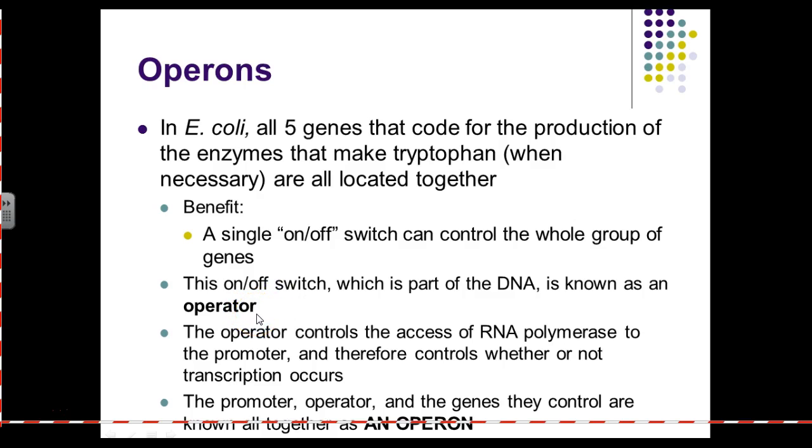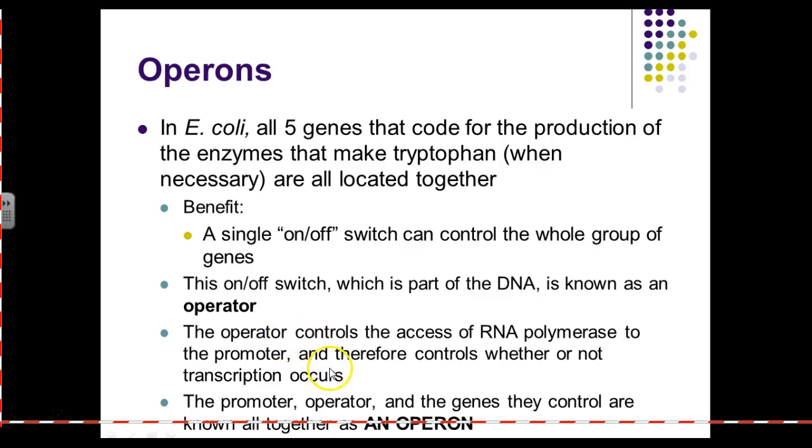So again, think of the operator as the on-off switch that can turn on transcription and translation of these 5 genes that are necessary to code for tryptophan, or if the bacteria doesn't need the tryptophan, there's plenty in the environment, it can turn it off. So the operator is the on-off switch. Now, how does this operator work?